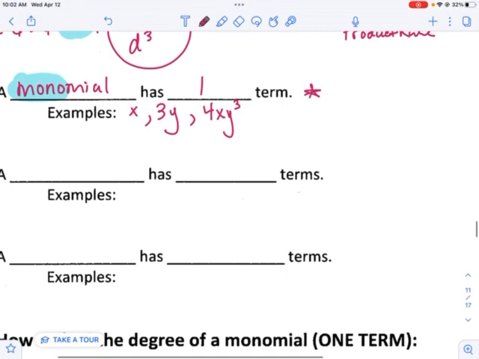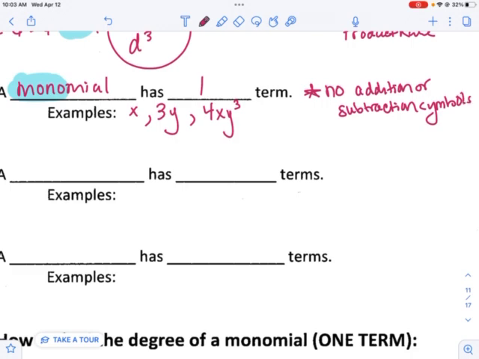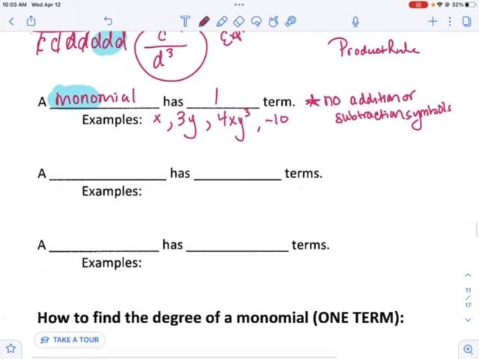A key is that there is no addition or subtraction symbols within a monomial. Okay? Even a number, -10, that's a monomial. All right, so monomial has one term. Binomial has two terms. Prefix bi means two.